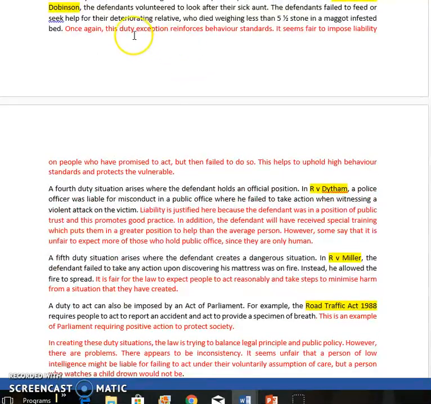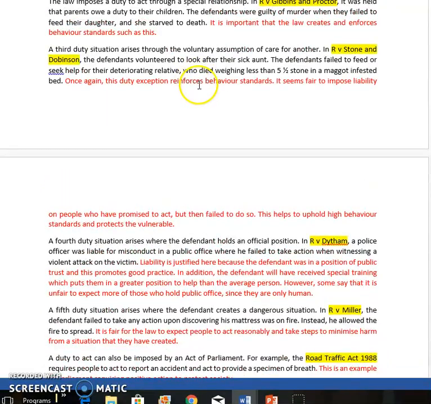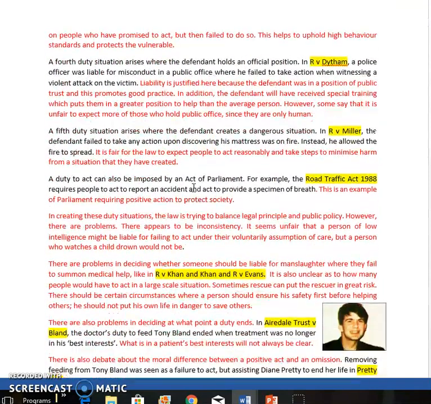So here I've said that Stone and Dobinson is a good decision because when people have voluntarily assumed to look after somebody and they don't, this is reinforcing behaviour standards. If you've promised to act and not done so, then you should be liable. And it's also protecting vulnerable people. Remember, the victim in Stone and Dobinson was a very vulnerable lady, so this rule protects people such as her.